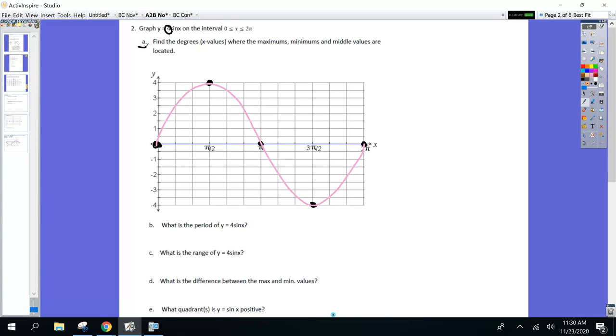Part A. Can you guys tell me the x values, let's do this first, the x values where I had a maximum. So I had a max at x equals, look on your graph. The max, don't tell me what the max is. Where on the x-axis did you have it? Ready?